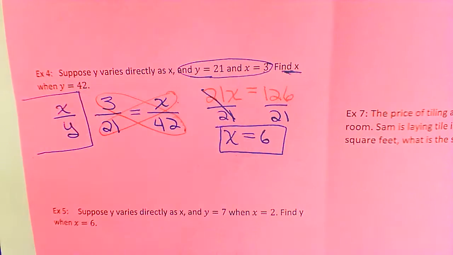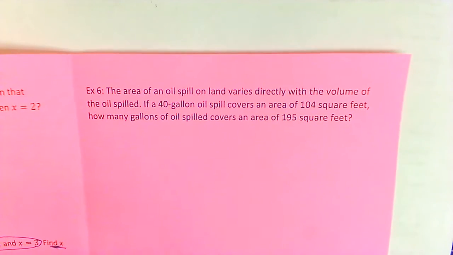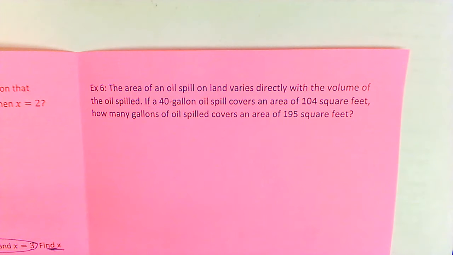Okay, number 5 is the same type of problem as number 4, so I'm going to skip it and move on to a word problem. Example 6. This one says the area of an oil spill on land varies directly with the volume of the oil spilled. If a 40-gallon oil spill covers an area of 104 square feet, how many gallons of oil spilled covers an area of 195 square feet?